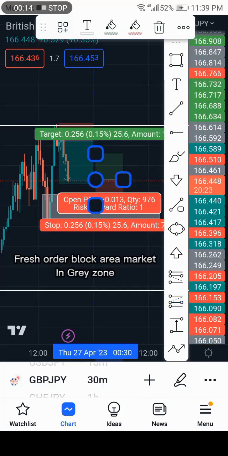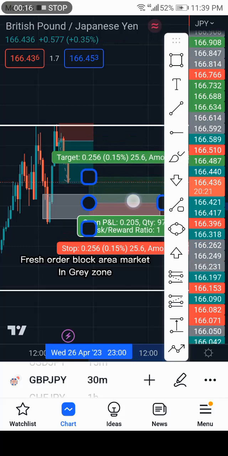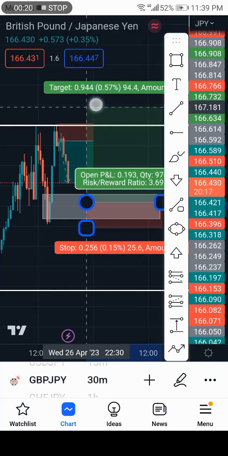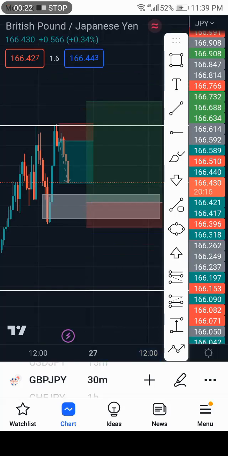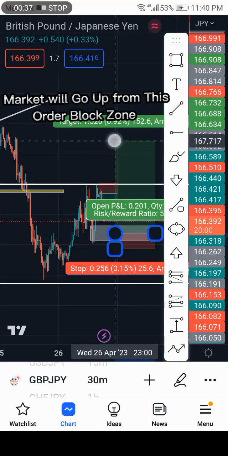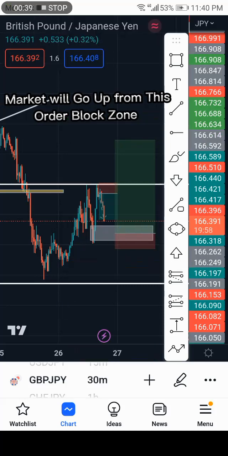I marked the fresh order block area. You can see the order block area is not tested. Once the market touches this order block zone, it will go to the upside because we know the market trend is to the upside. If this zone breaks to the downside, then we say this is an invalid setup.